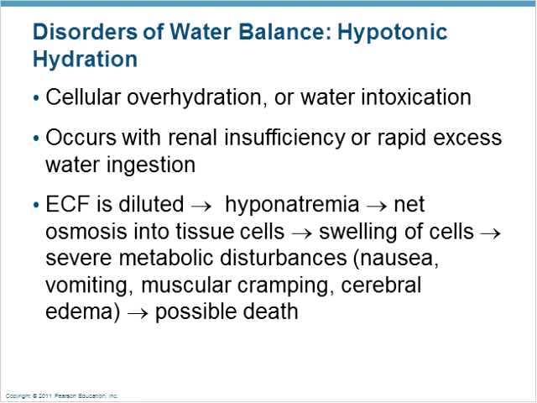We also can have hypotonic hydration, or cellular overhydration, or water intoxication, where somebody takes in too much water. This occurs with renal insufficiency or a rapid excess of water ingestion. For instance, somebody tries to drink a lot of water. The extracellular fluid is diluted, causing hyponatremia, a low sodium in the blood. There's a net osmosis into the tissue cells. The cells begin to swell through osmosis.